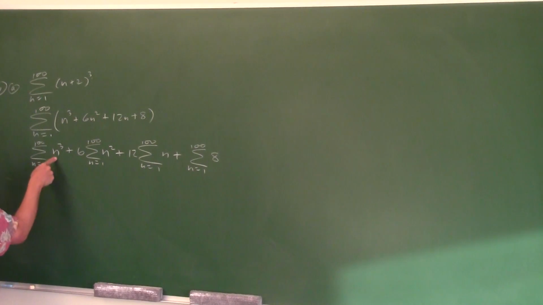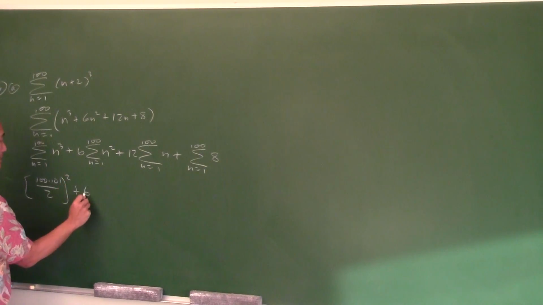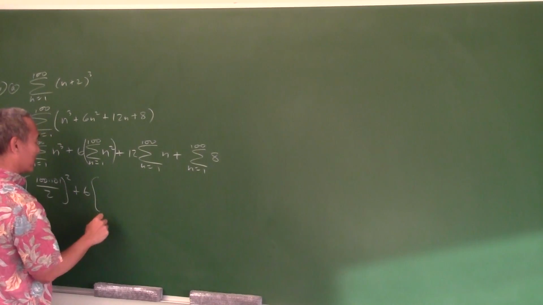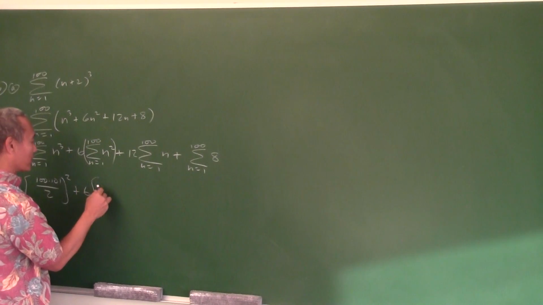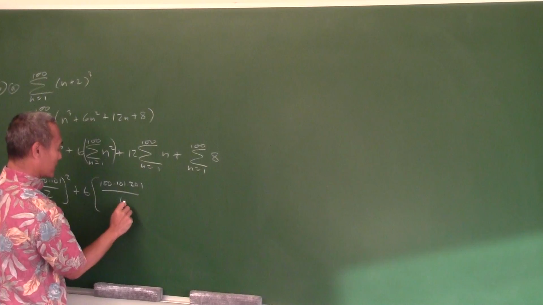Okay? And then, hey, you somebody, what's 1 cubed plus 2 cubed plus 3 cubed all the way to 100? 100 times 101 all over 2, quantity squared. Plus 6 times, hey, you somebody, what's 1 squared plus 2 squared plus 3 squared all the way to 100 squared? 100 times 101 times 201 all over 6.